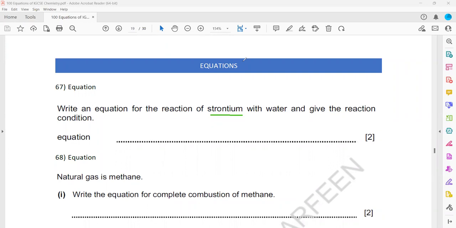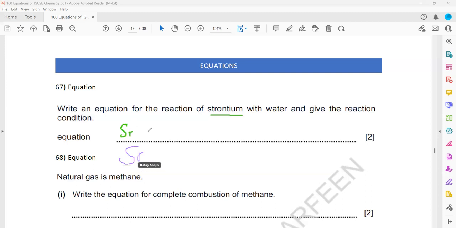Condition refers to the fact that some metals which are highly reactive can react with cold water. Some metals can react with steam, like they don't react with cold water. So you just mention a high temperature. You can mention that.